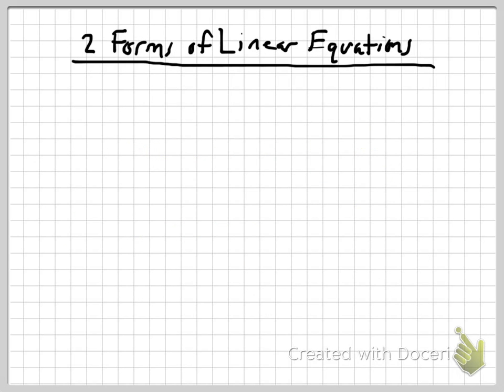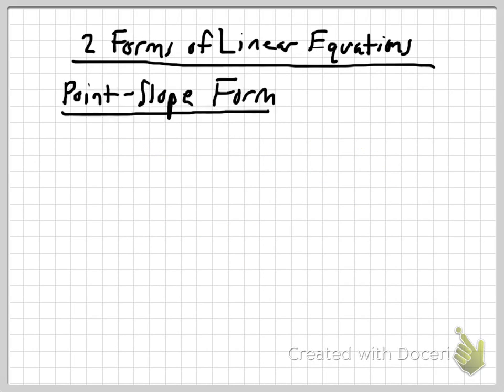Now, there's another form that we're going to use as well, which is called the point-slope form. And this is absolutely my favorite form of an equation whenever I'm trying to write the equation of a line. It's the easiest to use. It works in almost every situation. And here's what the point-slope form of an equation looks like. y minus y1 equals m times x minus x1.